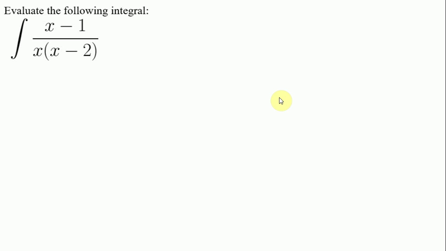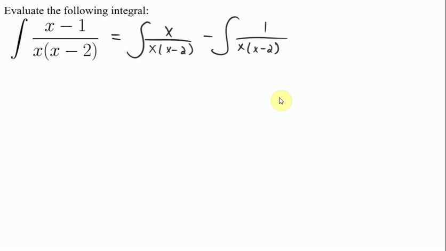First of all, we're going to split this integral into two different ones. This is x minus 1, so we're just going to split it into the x and the minus 1. Then these x's are going to cancel, right? We used a different color for that. So we can rewrite this as the integral of 1 over x minus 2. It should be obvious that this is just going to be the natural log of the absolute value of x minus 2.